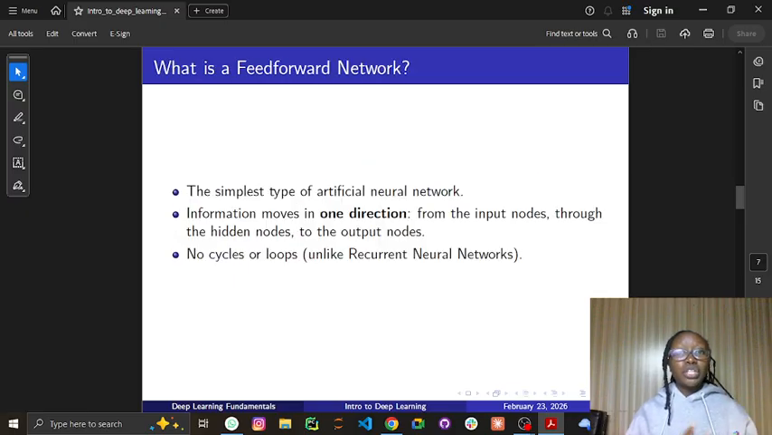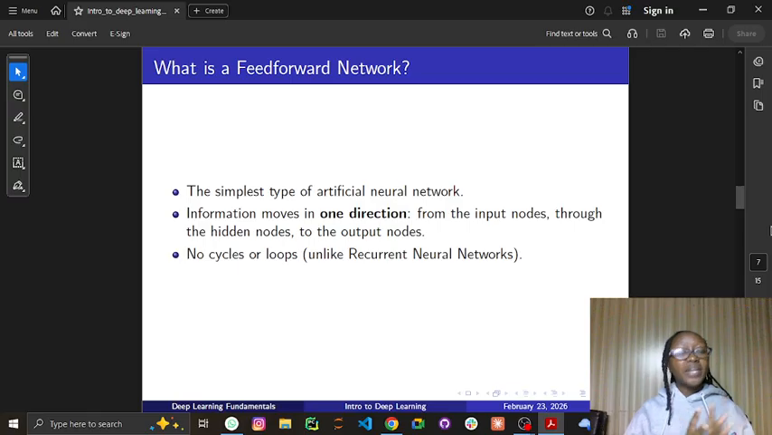Now we shall look at the feed-forward network. Imagine one neuron can't do much, which is obvious. But if we stack millions of them together, you get what is called the feed-forward architecture.